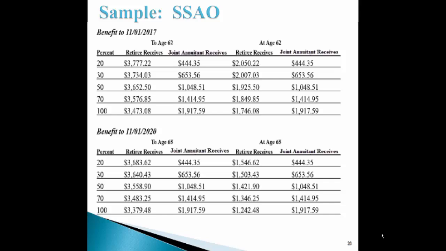Sample SSAO with J and S. The sample shows the monthly benefit the retiree would receive based on electing to have their benefit reduce at age 62 or age 65, and to provide a percentage, which is elected at the time of retirement, of their monthly benefit to a joint annuitant should they die.